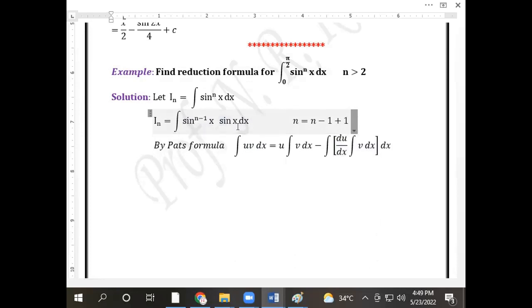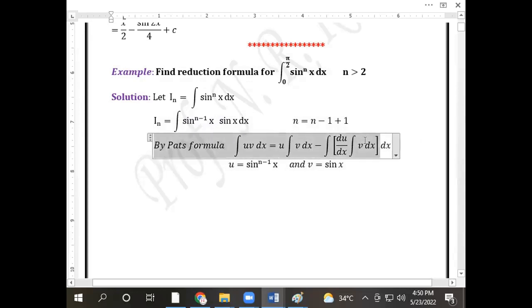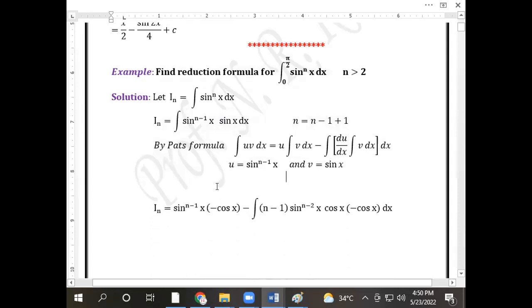So using integration by parts, we take u equal to sine raised to n minus 1 of x, and v equal to sine of x. So we have two functions. We simply replace the values of u and v in the by parts formula to find the integration of such terms. In the next step, we will take the integration using by parts.